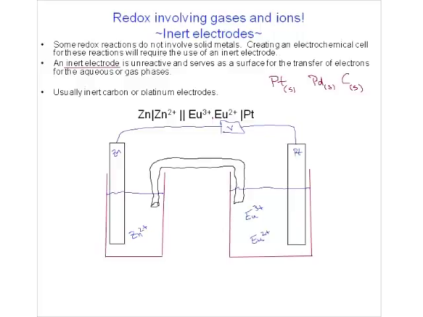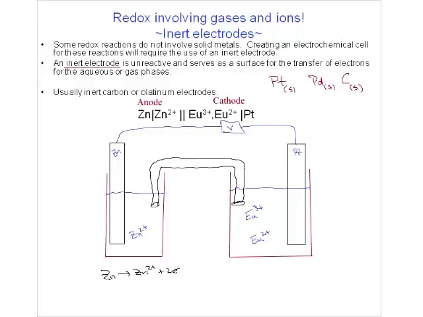We need some way of maintaining electrical neutrality. Okay, so what's going on in this particular cell? Well, we've got zinc going to zinc 2 plus plus 2 electrons. How do we know that? Because up above in the shorthand notation, the zinc is the anode. The europium equation is going to be the cathode. In particular, the platinum is the cathode because that's the surface that the electrons are moving on.